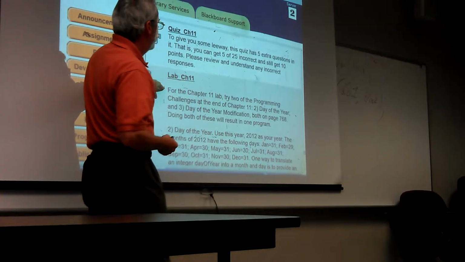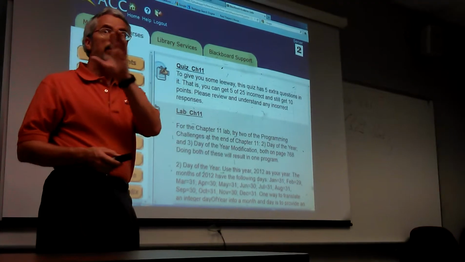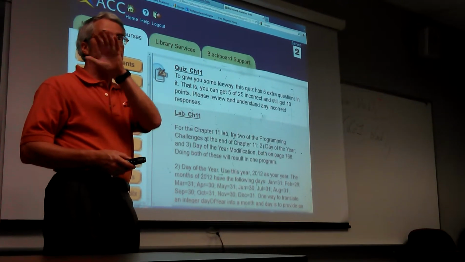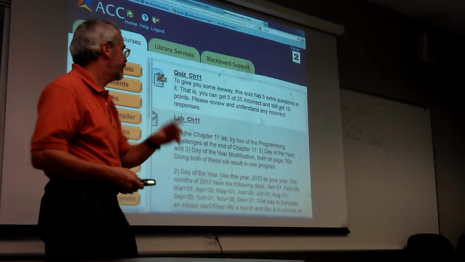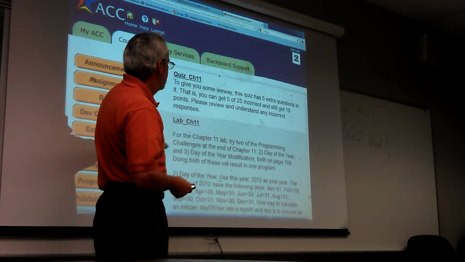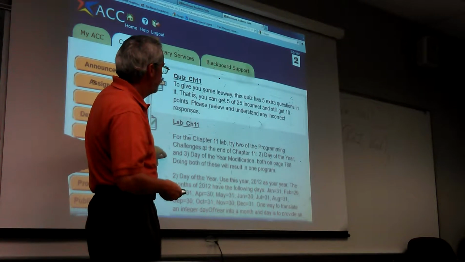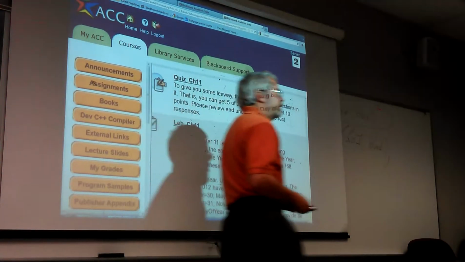In the Chapter 11 lab, you're going to try 2 of the programming challenges at the end of the chapter. It's similar to what I was talking about before with day of year, date, that kind of thing. The first one is day of year, and the second one is the modification of day of year, both on 768. Doing both of those will result in one program.